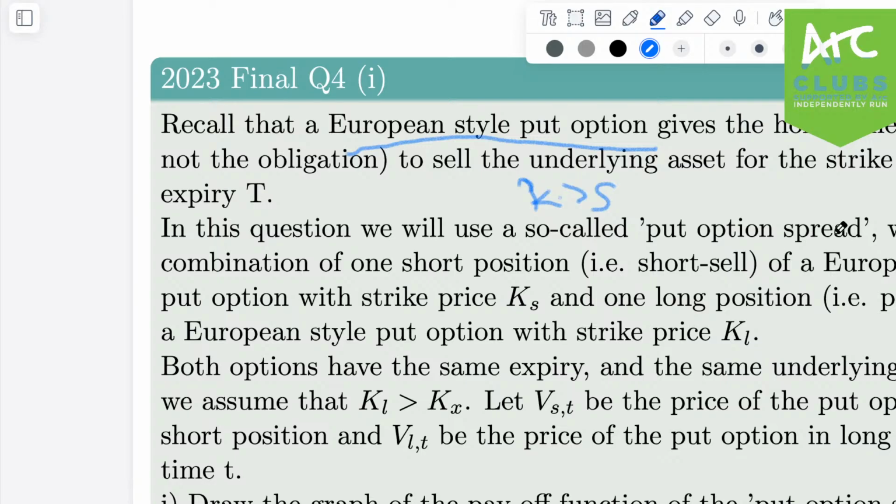So here we are examining a put option spread, which is a combination of one short position put option and a long position put option. The language here is quite like trading terminology, but short just means you are selling and long means you are buying.